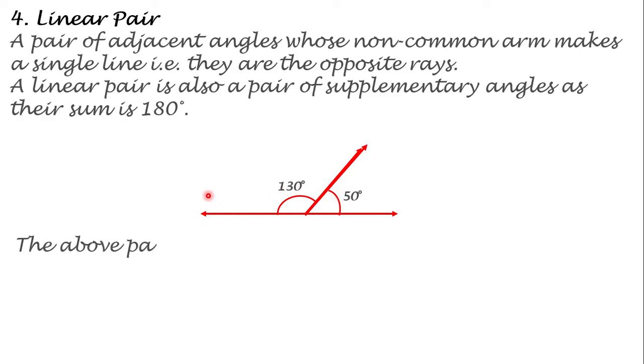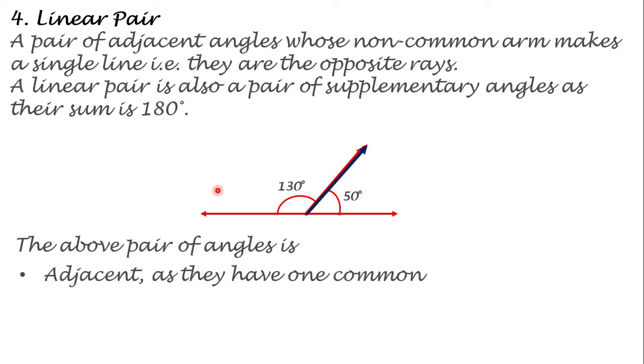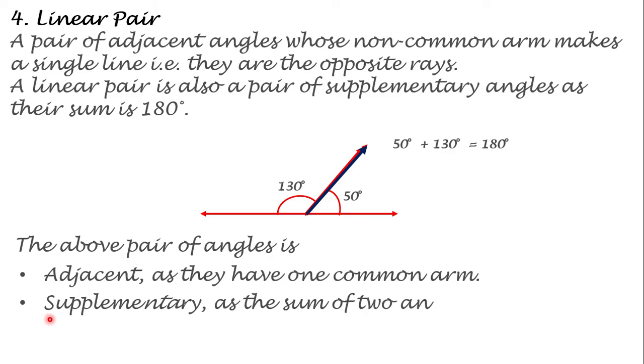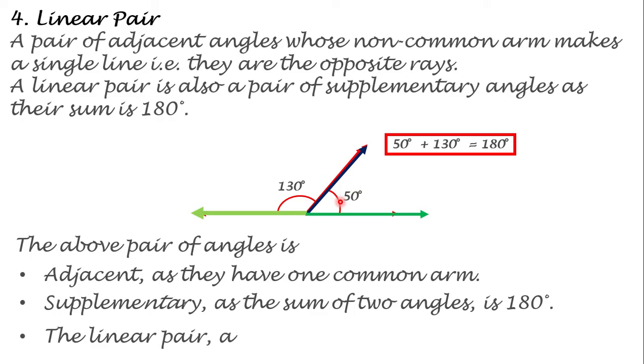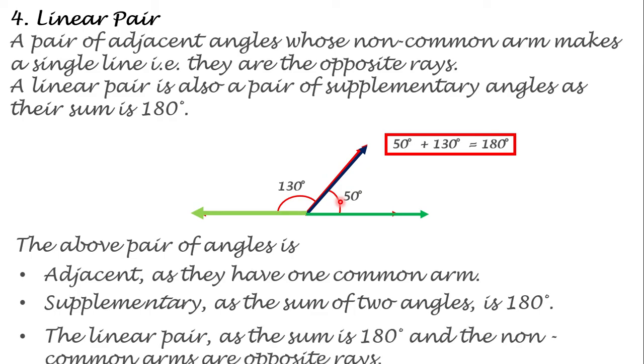Okay, so the above pair of angles is adjacent as they have one common arm. So I already told you this is one common arm. Second, supplementary angle. This is a supplementary angle. Why? 50 plus 130 equals 180 degrees. Supplementary angle. The linear pair, as the sum is 180 degrees and the non-common arms are opposite rays. These are non-common arms drawn with two different colors. Okay, so these are opposite rays.